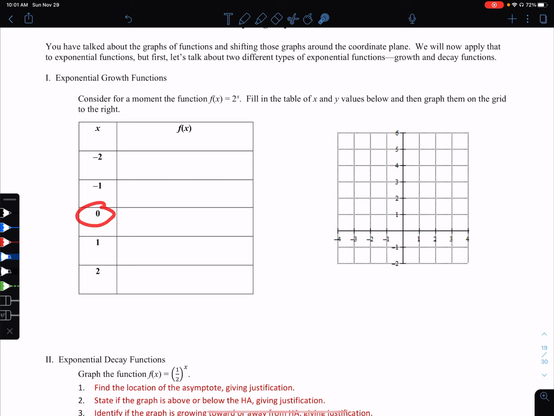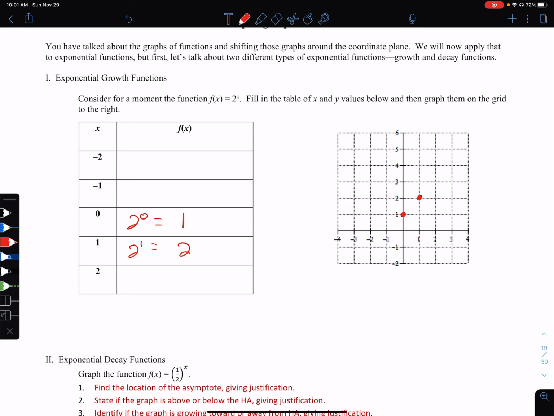Let's start here with 0. If we put 0 in for this, 2 to the 0 is going to be 1. So that would be the ordered pair (0, 1). It will go right here on the graph. Let's say we put this 1 in. That would be 2 to the first, which is 2. So from the origin, we go right 1 and up 2.